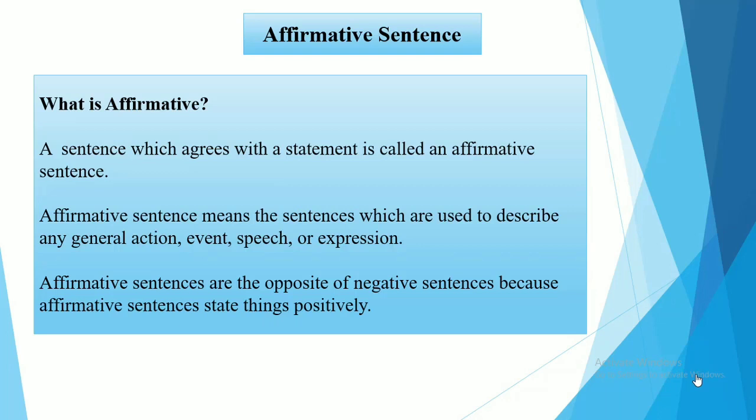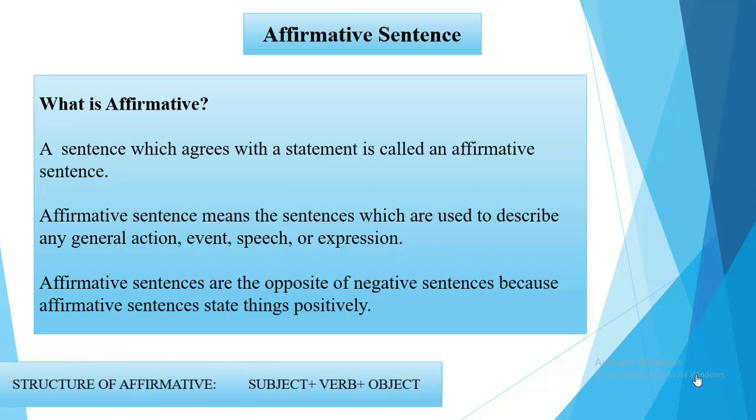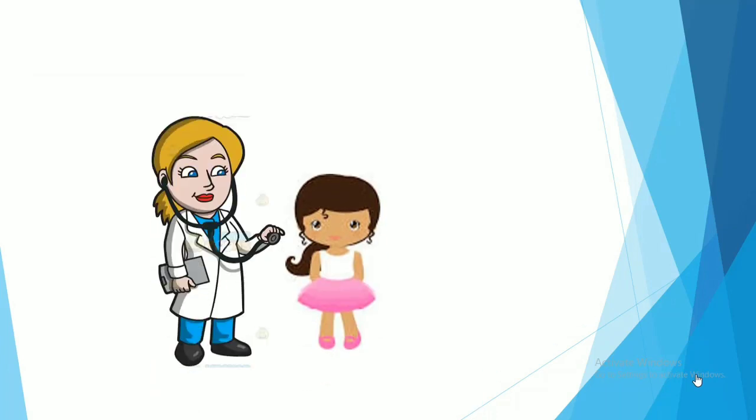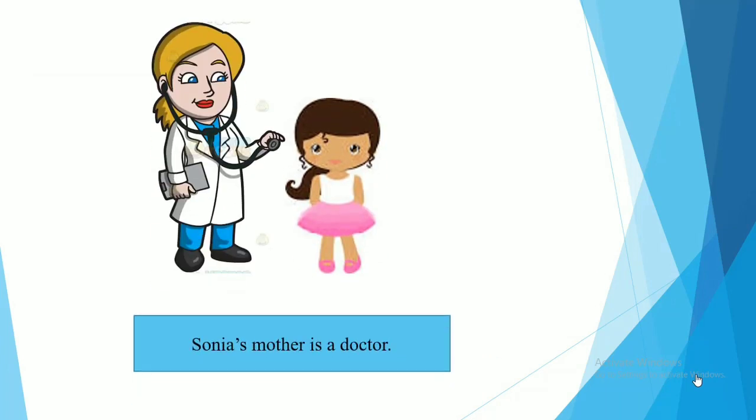Let's see the structure of an affirmative sentence. We write an affirmative sentence like this: subject plus verb plus object. For example, Sonia's mother is a doctor. In an affirmative sentence, the word not is absent.